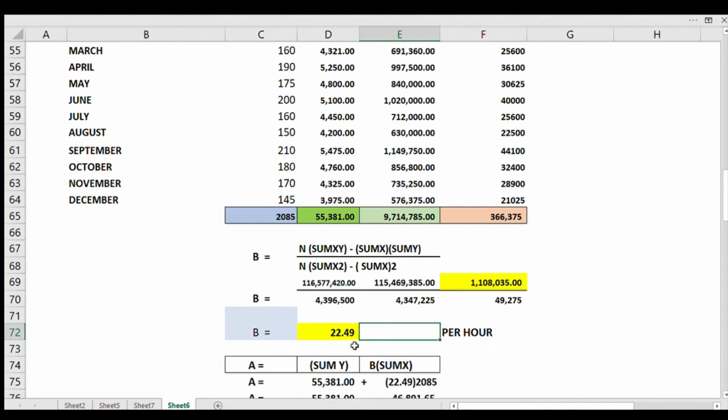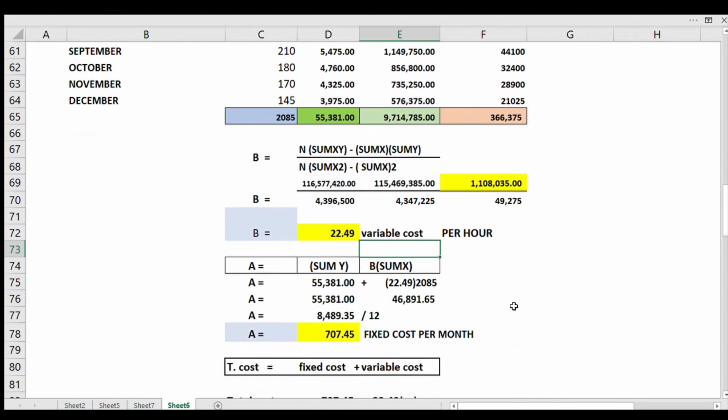22.49, which is your variable cost per hour. Okay, so nakuha mo na ngayon yung variable cost per hour. So, all we have to do now is to get the fixed cost. Alam mo na na ang bawat oras na in excess of the tolerable or beyond the fixed cost area ay 22.49 ng additional for every excess hour. Magkakaroon na kaagad tayo ng idea.